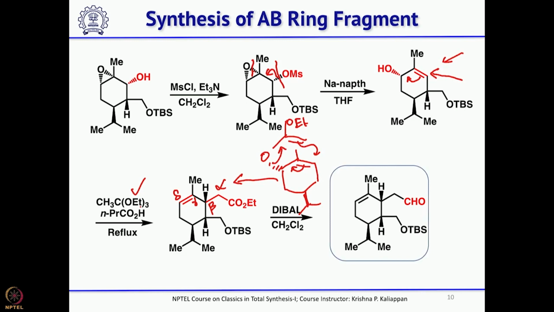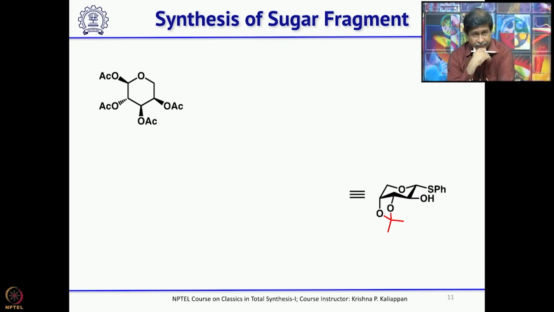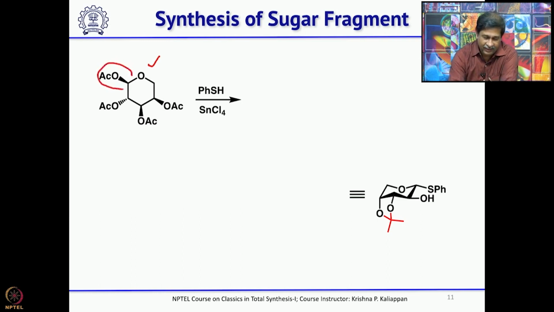So what is required now? You have to make the two side chains. First you have to make the sugar fragment. So for that you start with arabinose. So arabinose, when you convert that into acetate, that per-acetylation will give you this tetraacetate. Okay. Now if you treat with phenyl thiol in the presence of Lewis acid, this anomeric acetate can be easily replaced by SPh. It is a standard reaction.